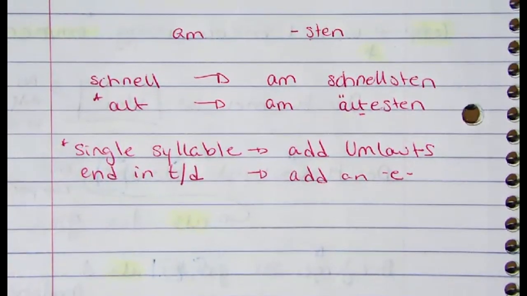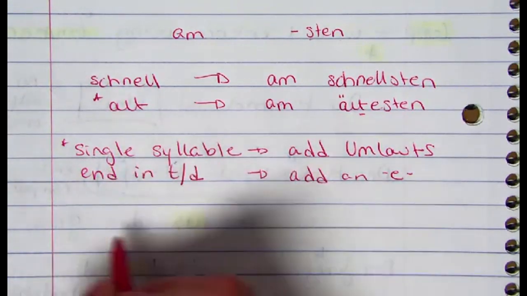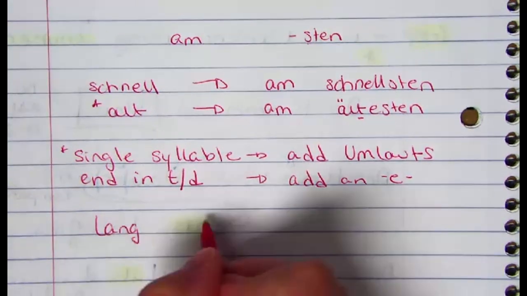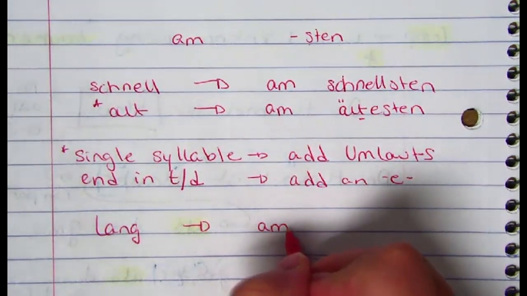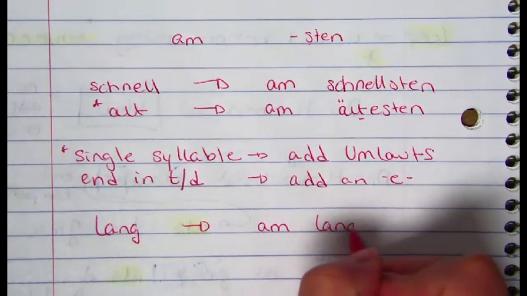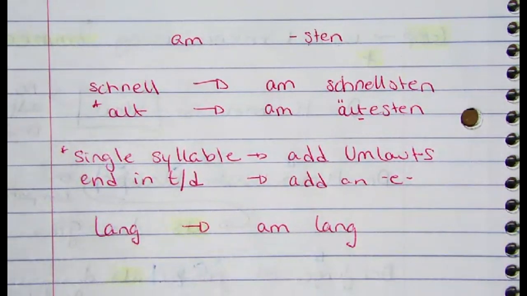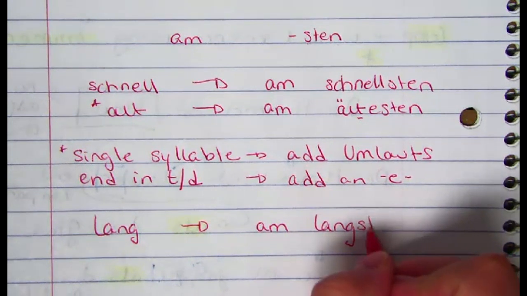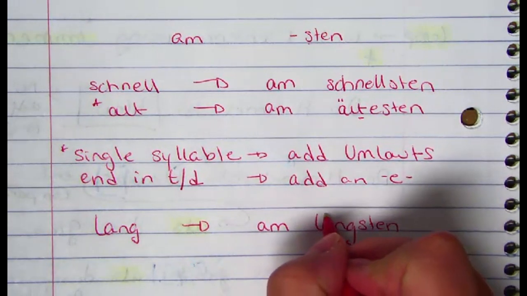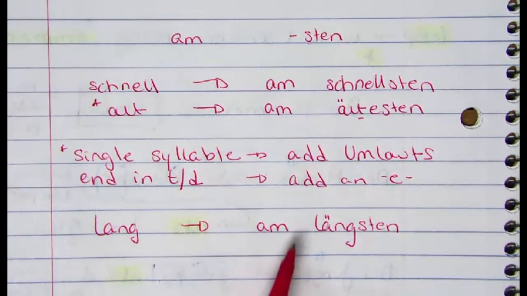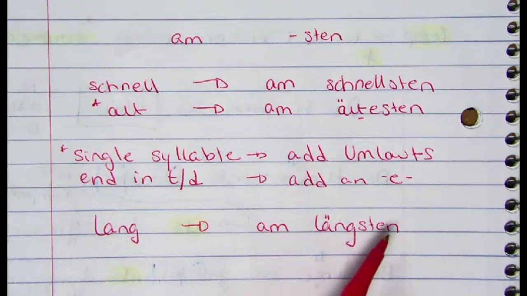Okay, let's try another one. We're going to do lang. You've got to put your actual adjective, add the sten to the end, and is lang a single syllable word or is it more than one syllable? Okay, it's one syllable, so you're adding your umlaut, so you have am längsten.